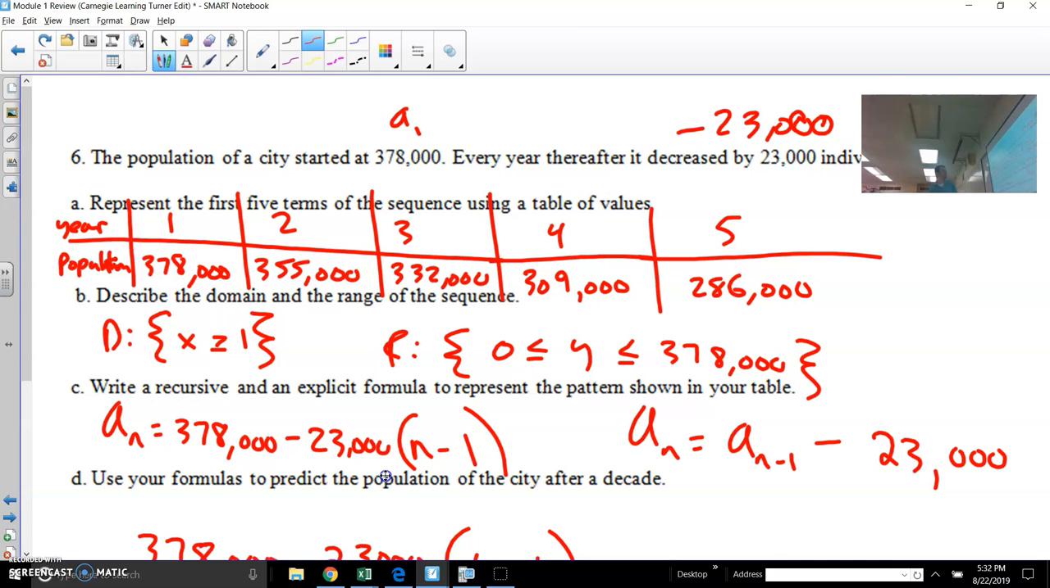So the very last page says the population of a city starts at 378,000. And basically every year it's decreasing by 32,000. So this is an arithmetic concept. Arithmetic is a form of a linear sequence.